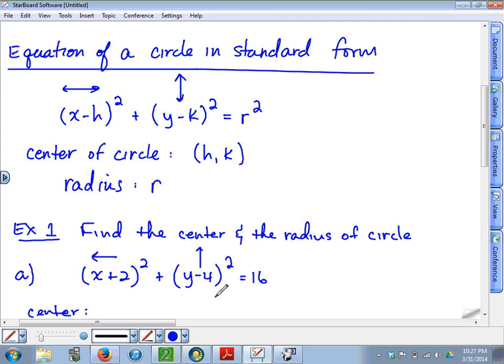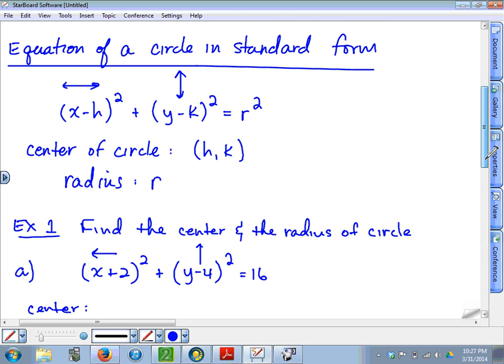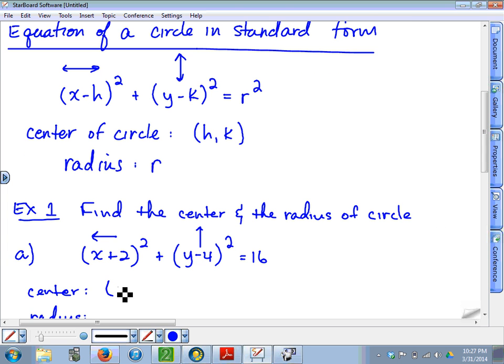So now if you imagine where the circle moves, instead of the center being at the origin, the center of this circle is moved 2 units to the left and up 4 units. So the center is at -2, 4.